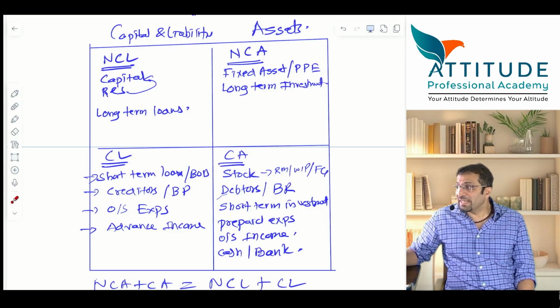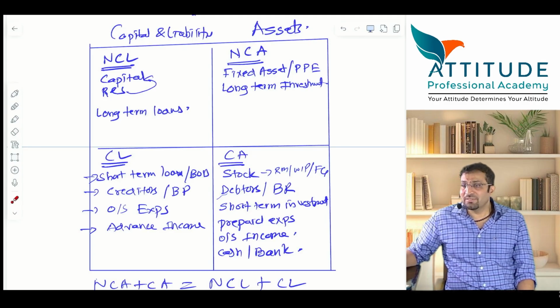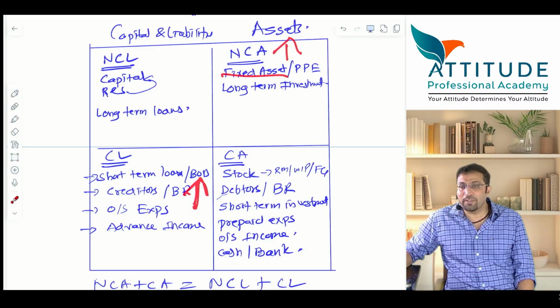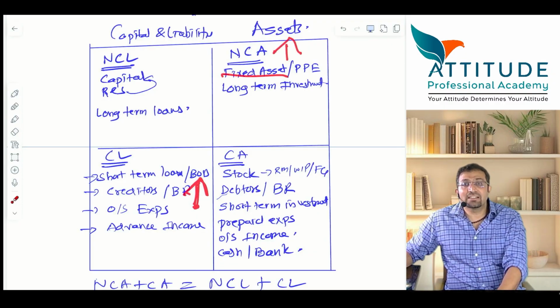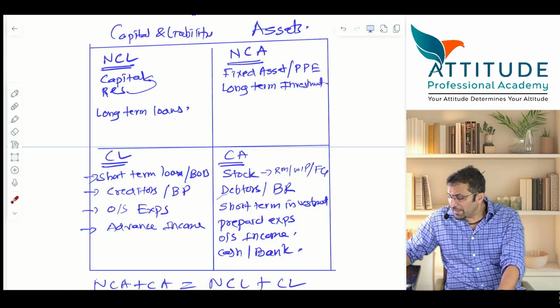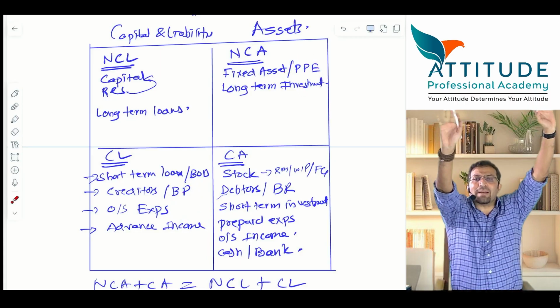Okay. Vinayak sir purchased fixed assets on credit. NCA and CL increase, assuming you have to pay that money later. Is that clear? Are you understood? So fixed assets account debit, liability account credit. Clear? Is it understood?